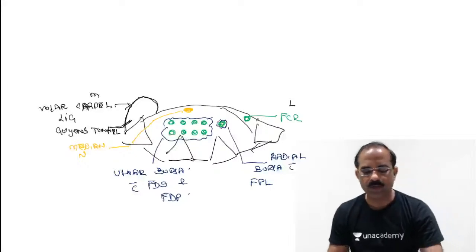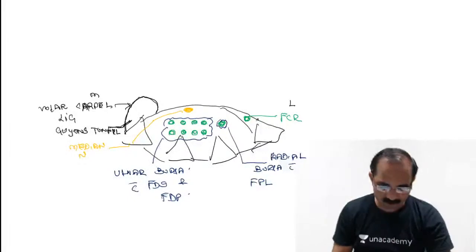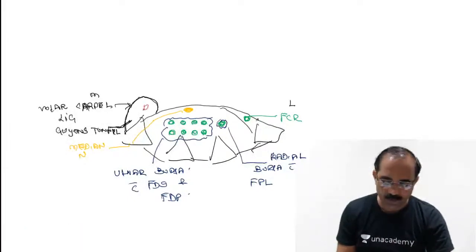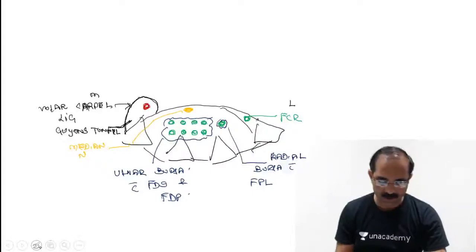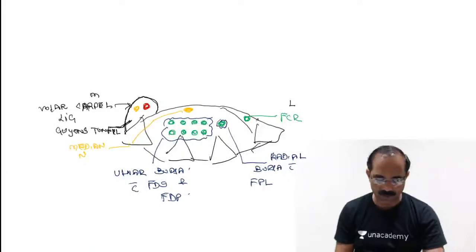Guyon's tunnel. So Guyon's tunnel is between the volar carpal ligament and the flexor retinaculum. Students, between the volar carpal ligament and the flexor retinaculum. And what passes through this Guyon's tunnel is the ulnar nerve and ulnar artery.